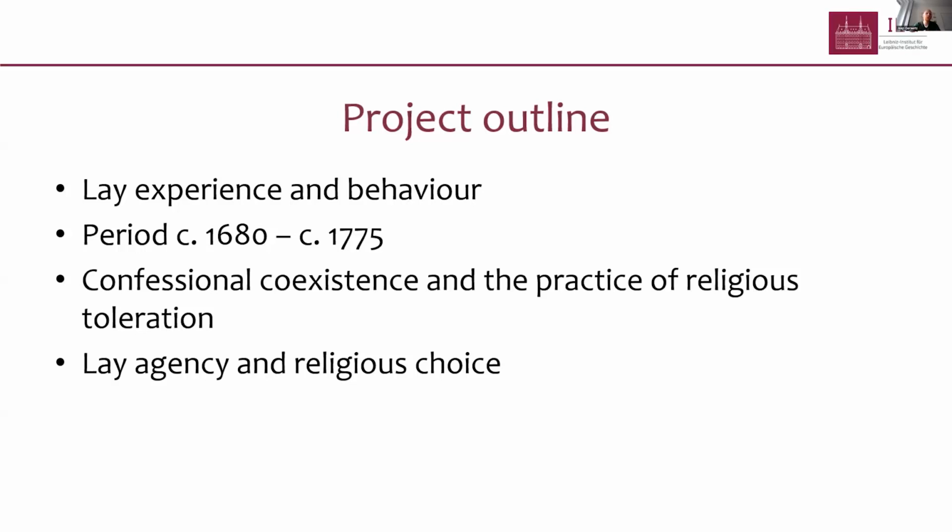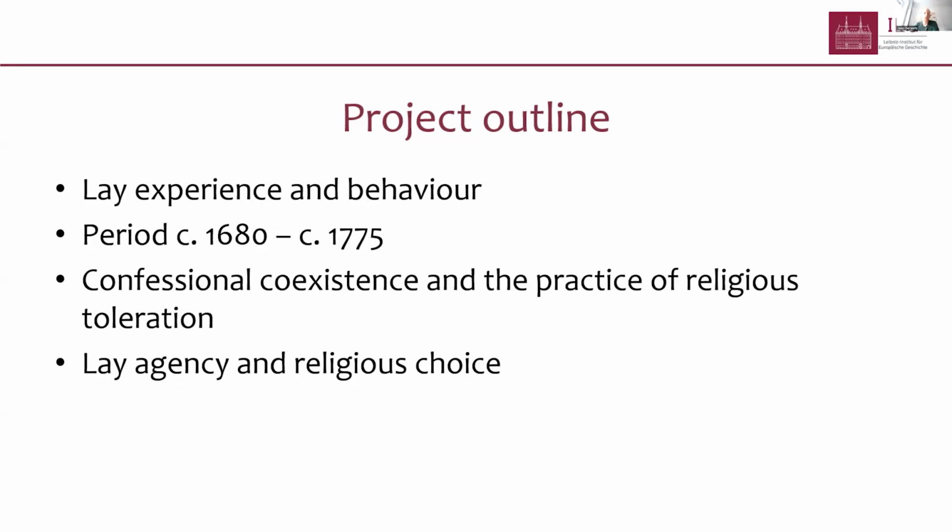It does so by studying quite a long period from around 1680, when the fault lines in the Holland mission became more and more apparent, to around 1775. And it addresses themes like confessional coexistence, the practice of religious toleration, also lay agency. How did the decisions made by the laity shape the Schism of Utrecht as it evolved locally? And also the topic of religious choice, and that's what I will focus on in today's presentation.